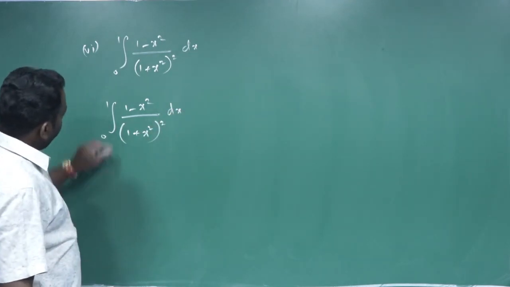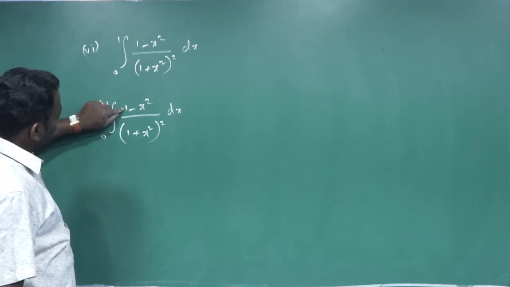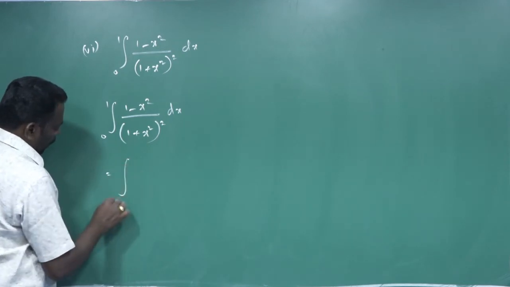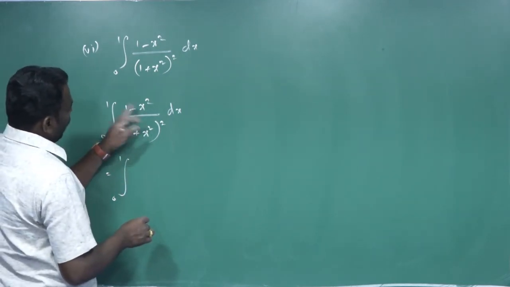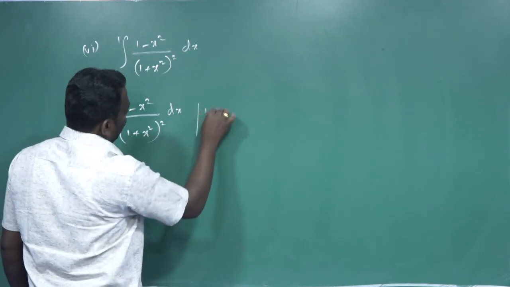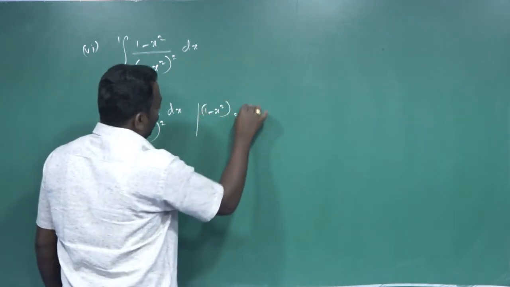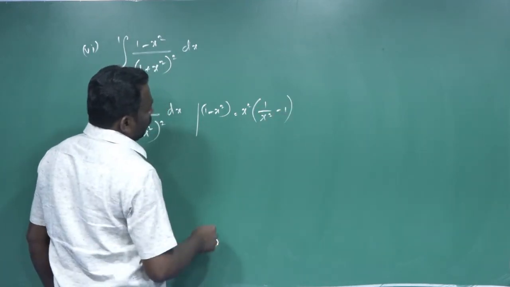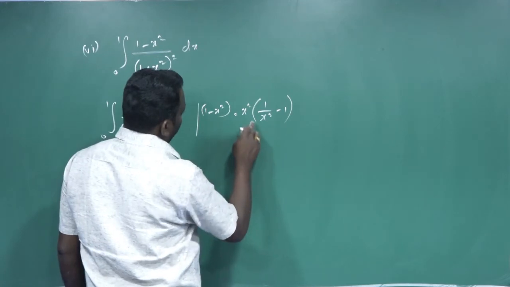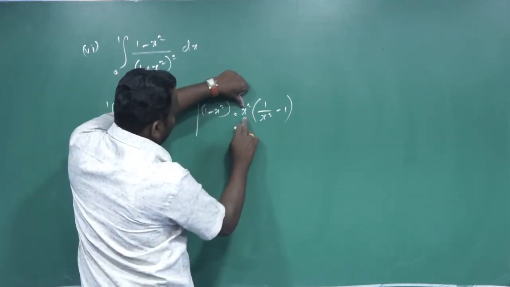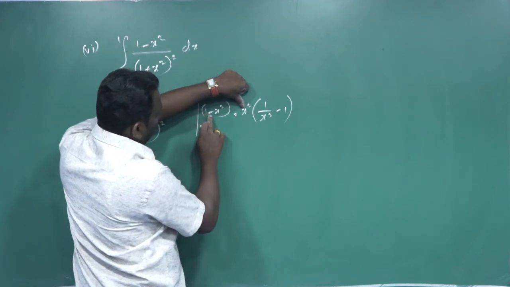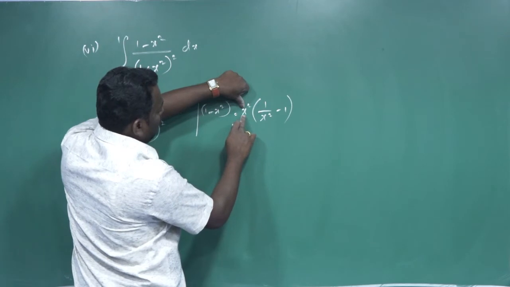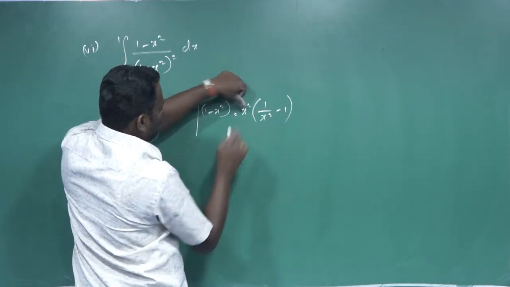Now the next line: in the numerator we take x square as common, and in the denominator we take x as common. That is equal to the integration of 0 to 1. Take x square as common in 1 minus x square, we have 1 by x square minus 1. If you multiply x square inside the bracket, x square by x square gives 1, and x square into 1 gives x square. Therefore the numerator is x square into 1 by x square minus 1.